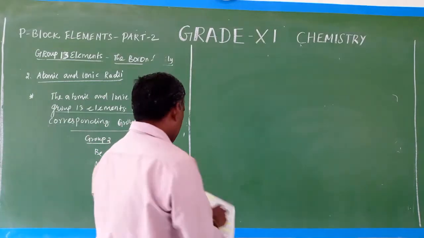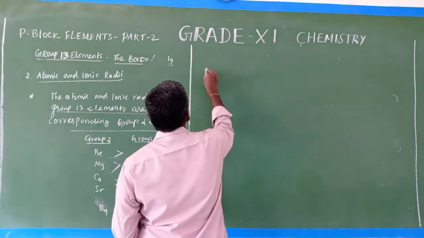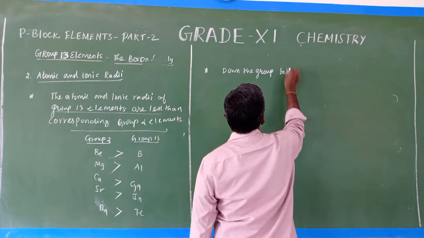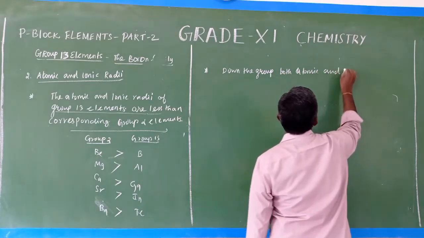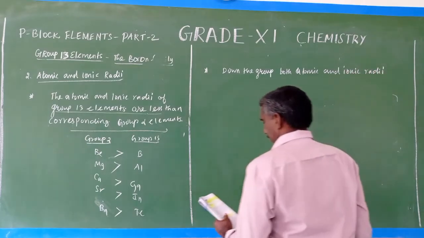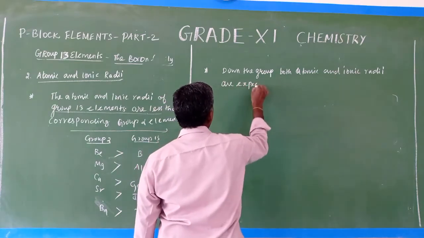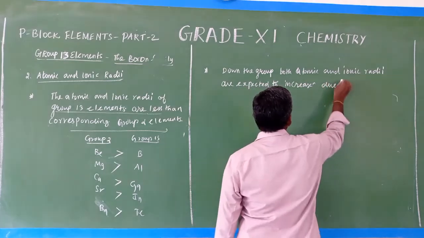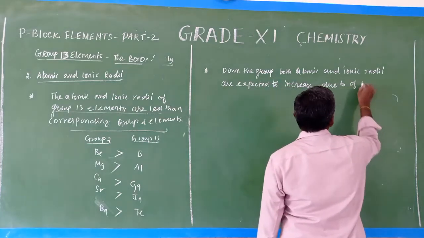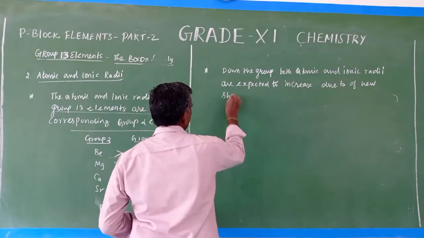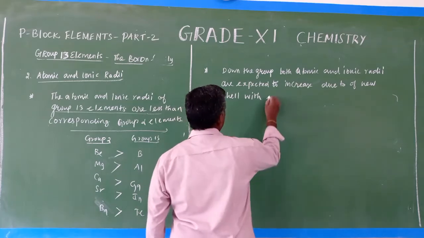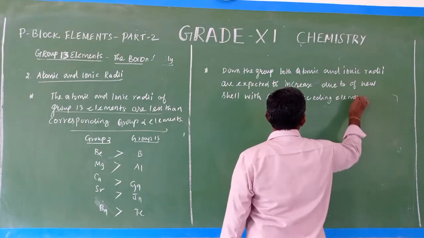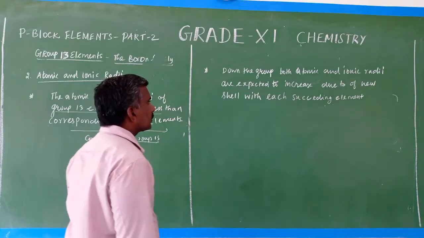Next statement: down the group, both atomic and ionic radii are expected to increase. What is the reason? Due to a new shell with each succeeding element. Okay, this is very important.